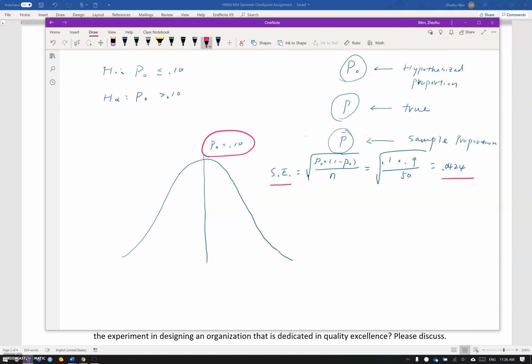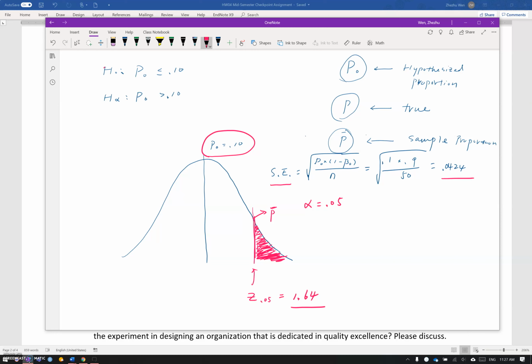Because we are testing whether the proportion is less than 10% or not, we are only surprised when we obtain a sample outcome that is too large. So we are testing the upper tail. What is the chance that a sample can occur in this particular region? Because our alpha is 0.05, we need to find the z value that gives us 0.05 of alpha. Let me do a calculation real quick. It turns out to be 1.64.